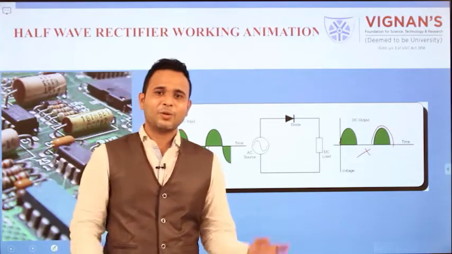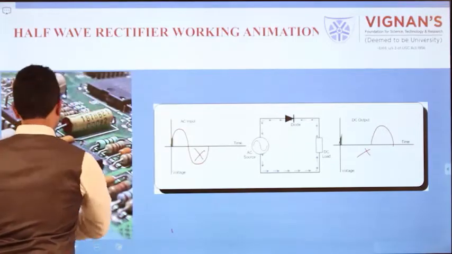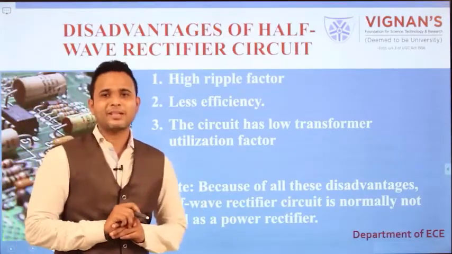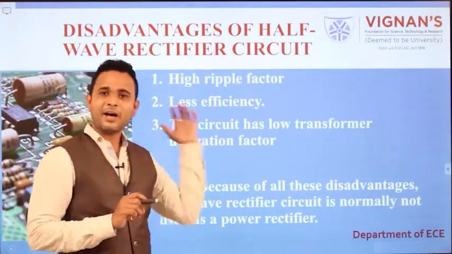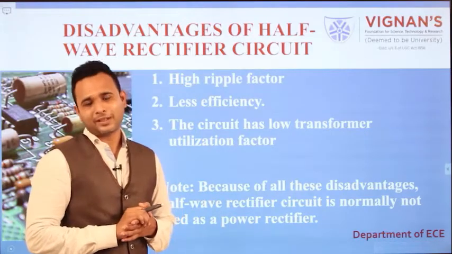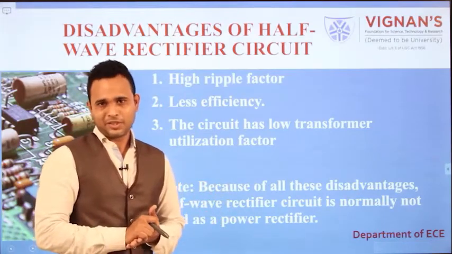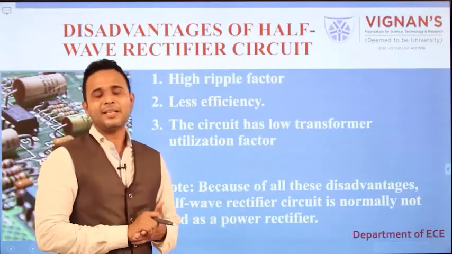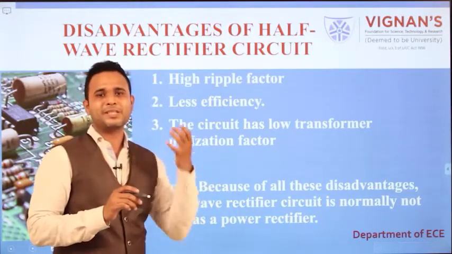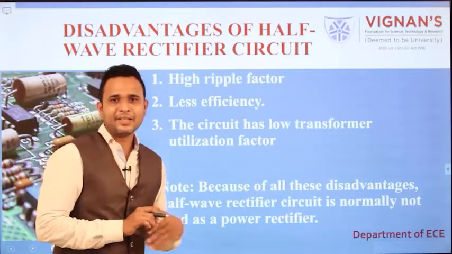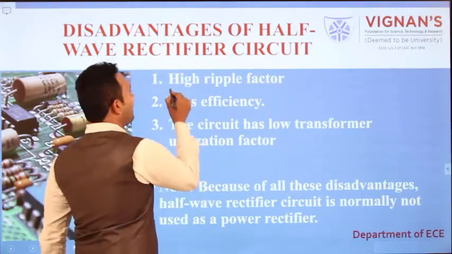At this instant, we are going for the full wave rectifier. Why are we going for the full wave rectifier? Because the half wave rectifier has some disadvantages. What are those disadvantages? First, the half wave rectifier has a high ripple factor. We will analyze the ripple factor mathematically for all rectifiers after completing all the explanations. Ripple factor means some AC component is high in the half wave rectifier, but we need only DC components. That's why the high ripple factor.